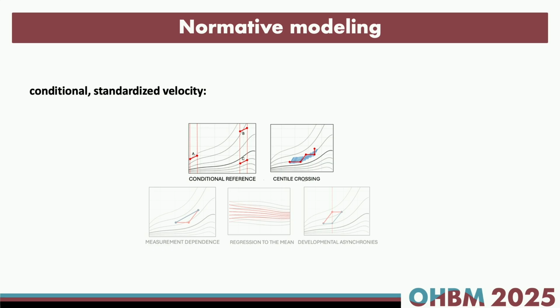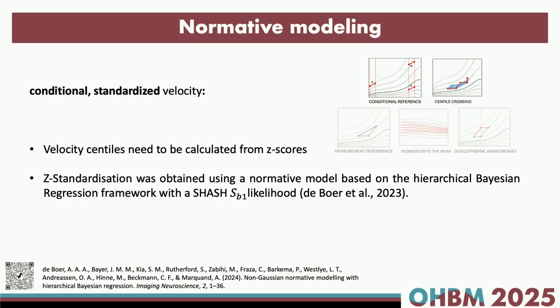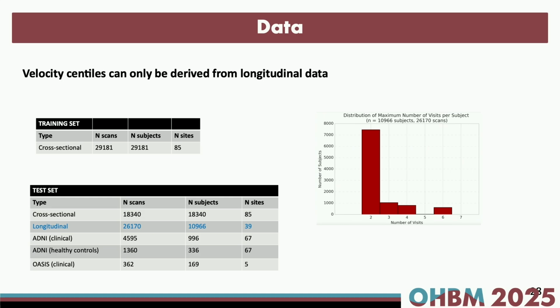Luckily, we have normative modeling, so we have a way to get z-scores, and that's what I did. I trained a normative model on healthy controls using our SHASH framework that can deal with non-Gaussian distributions. And I got z-scores to deal with this conditional reference.